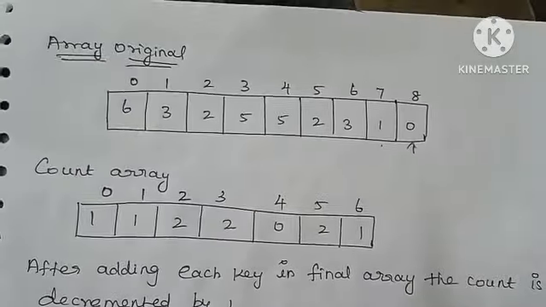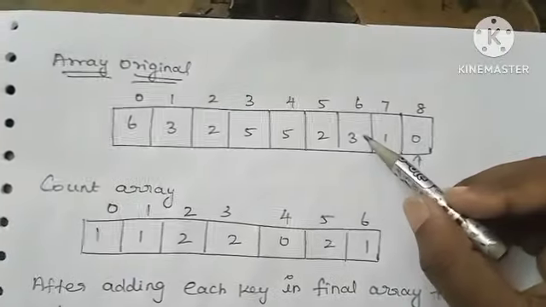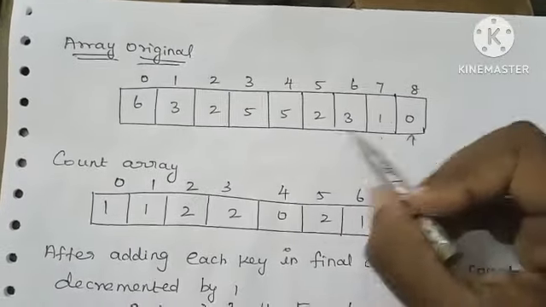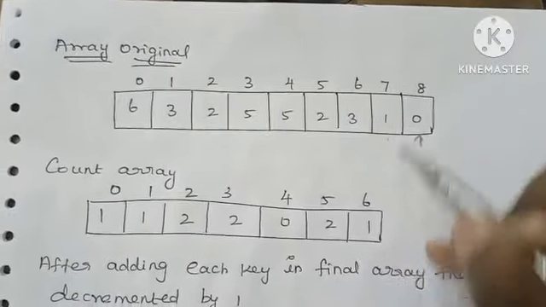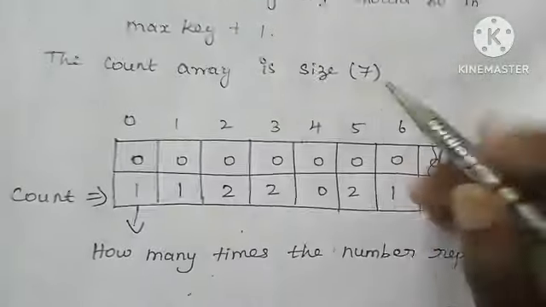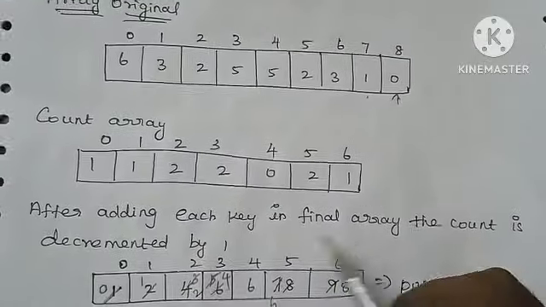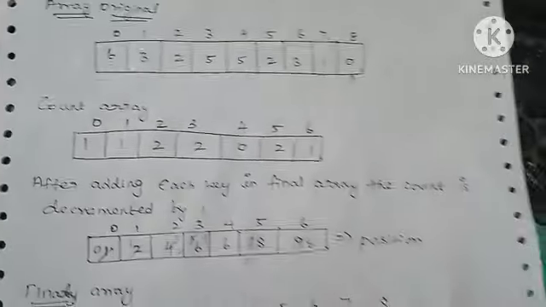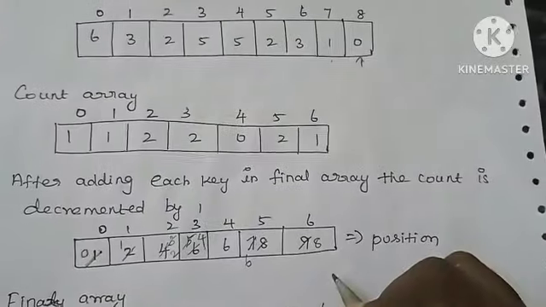Let us find the final array using the original array and then the count array. Original means I'm taking an example. Count array means we already put the values in the count array. Okay, the count array. Now next we can find the position.